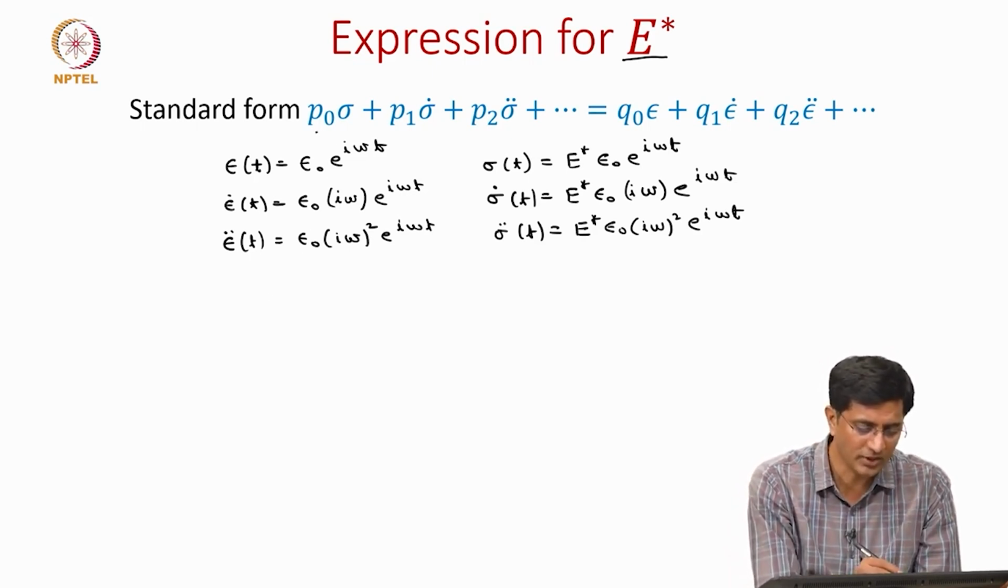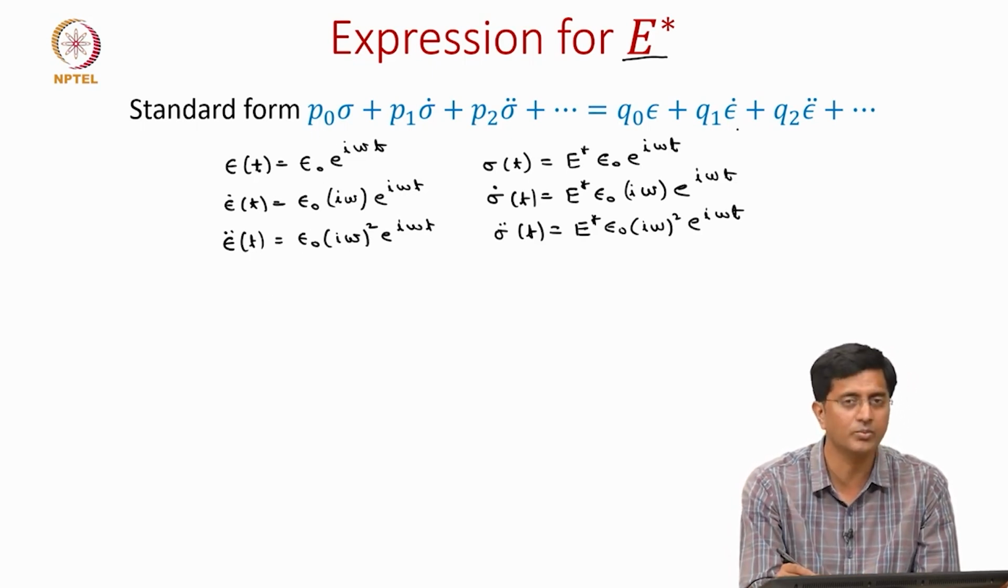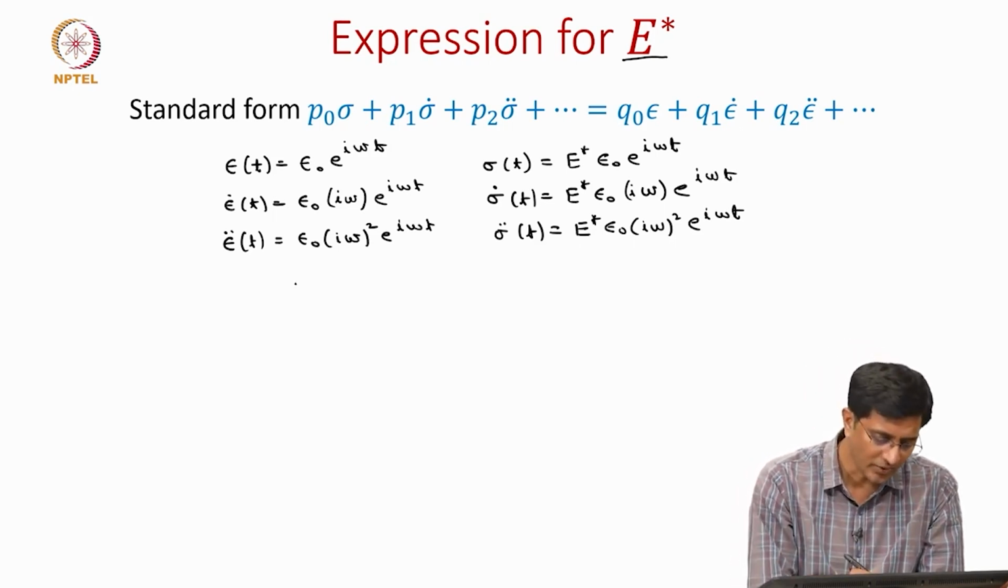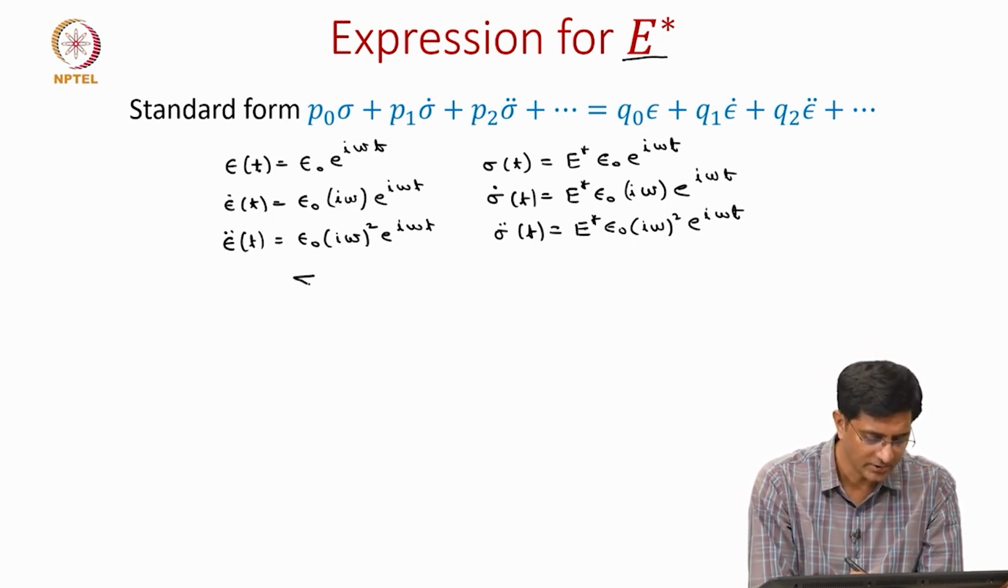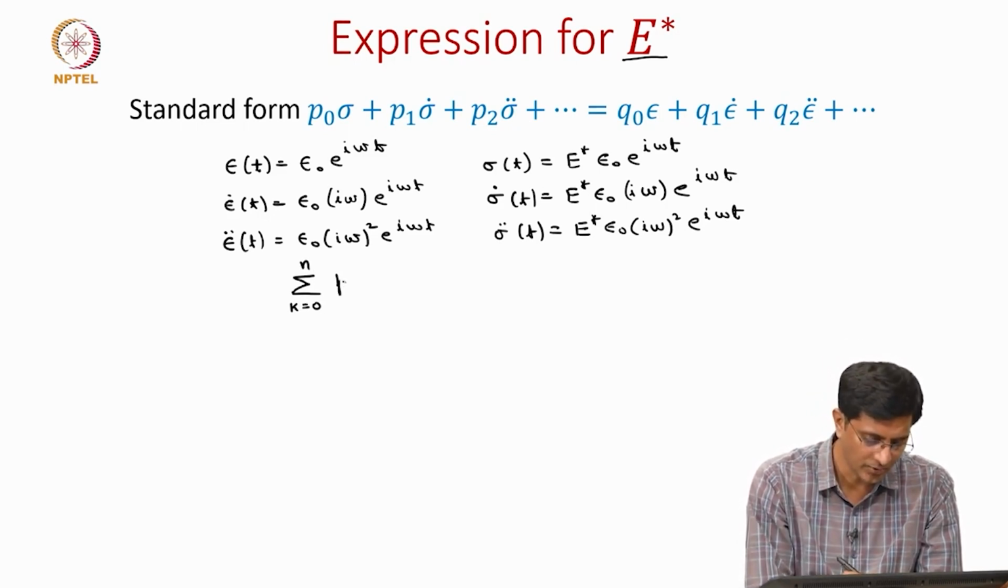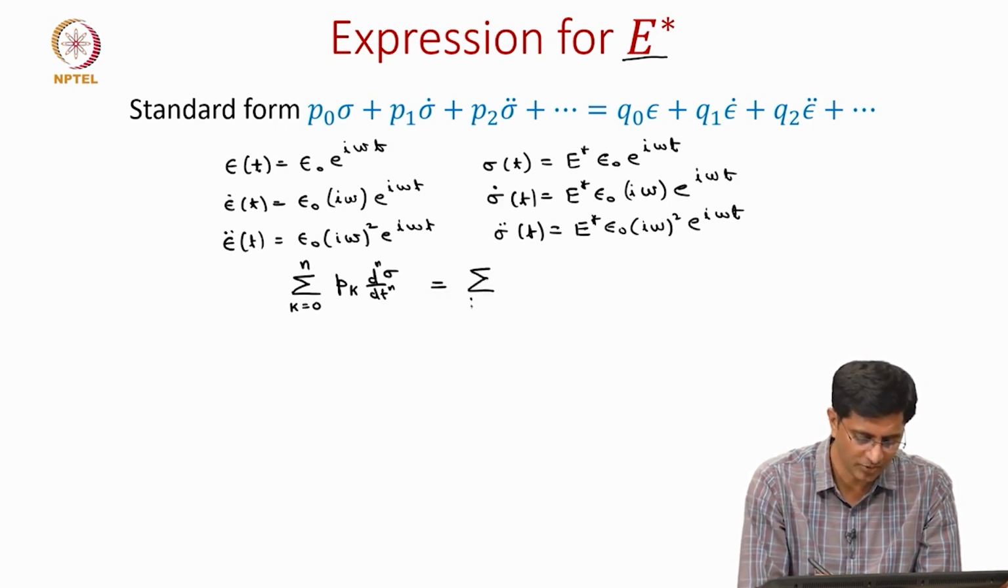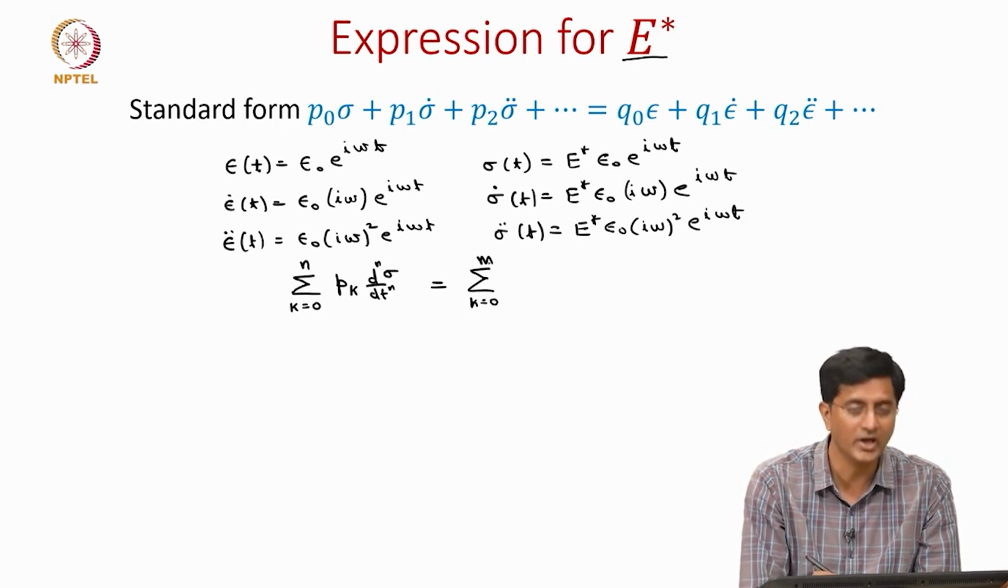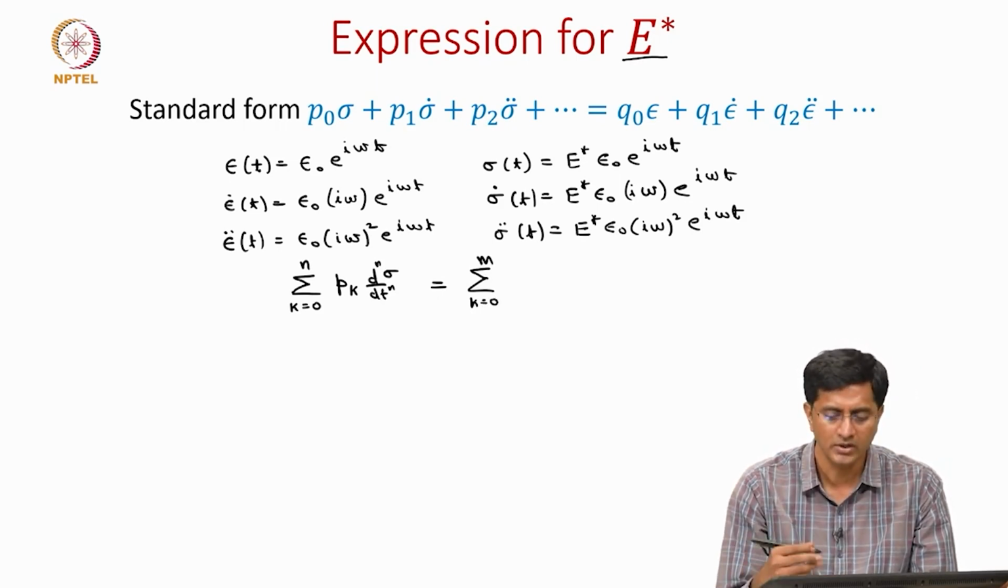First, we should be able to write the standard form in terms of a summation. The left hand side, let us say k equal to 0 to n, where we have n terms for the stresses, we should be able to write it as p k times d by dt power k, meaning the kth derivative of stress. And on the right hand side, we will write one more summation going from 0 to m, where m is the number of terms we have for the strains.